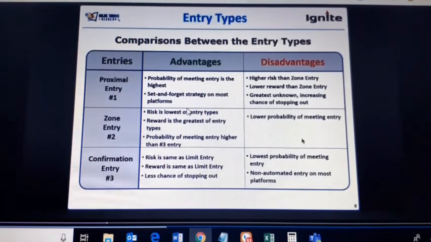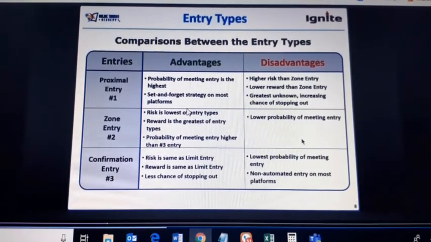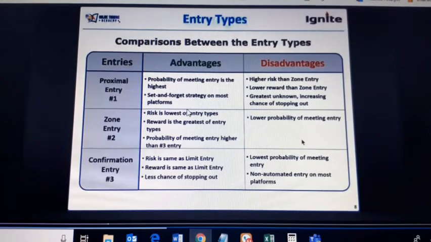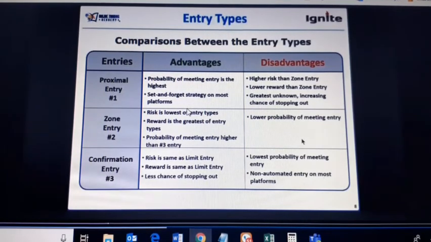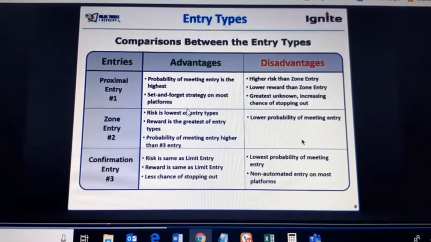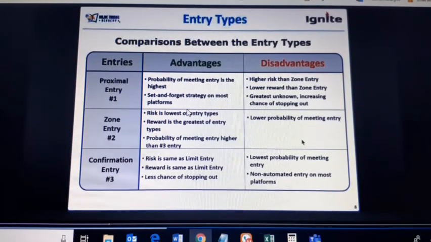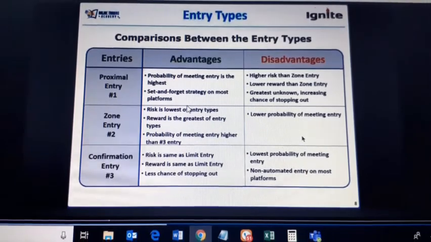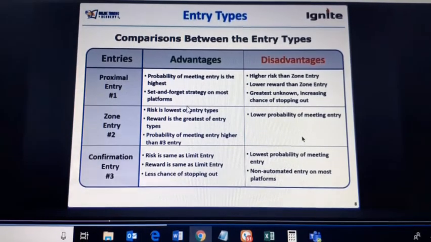Risk is same as limit entry. So in the confirmation entry, let's look at the advantages and disadvantages. Risk is same as limit entry because you are taking an entry at the proximal line. Reward is same as limit entry, because you're taking an entry at your proximal line.